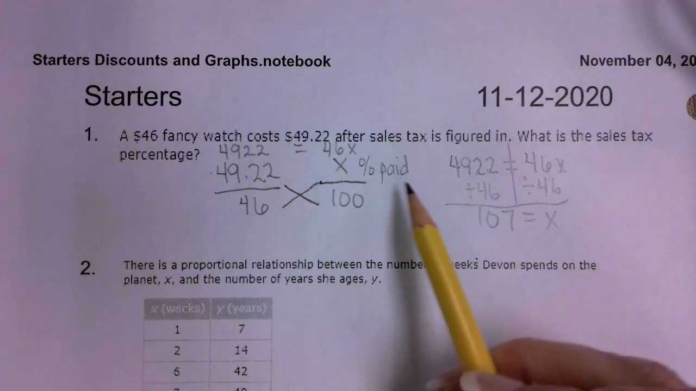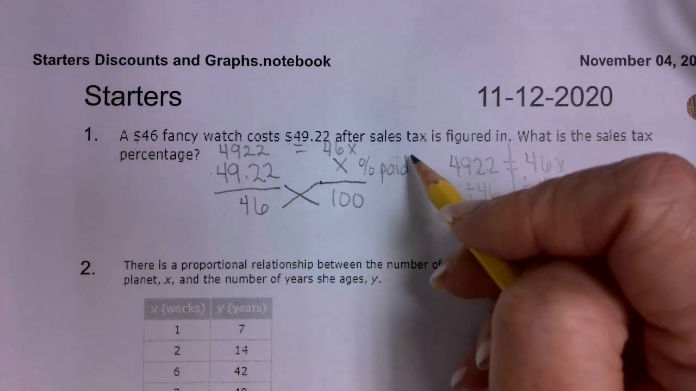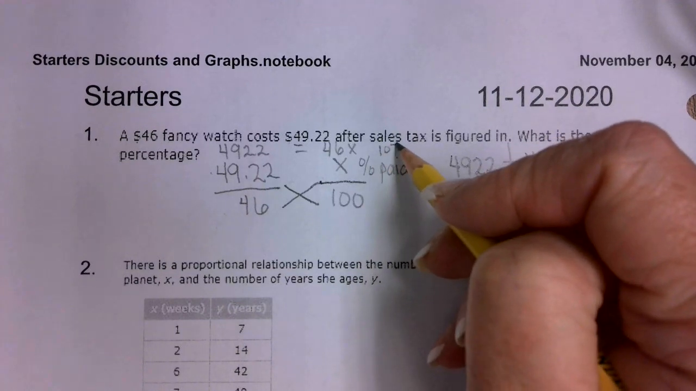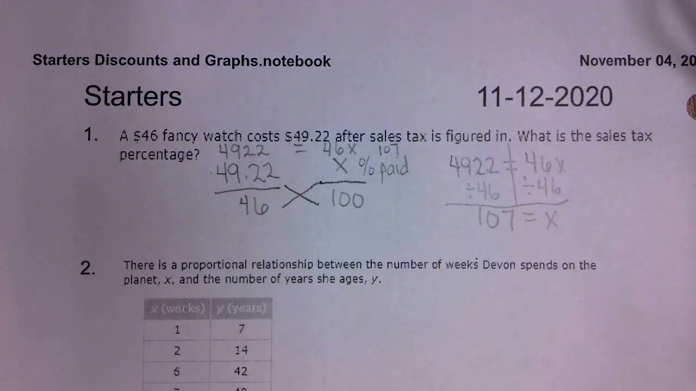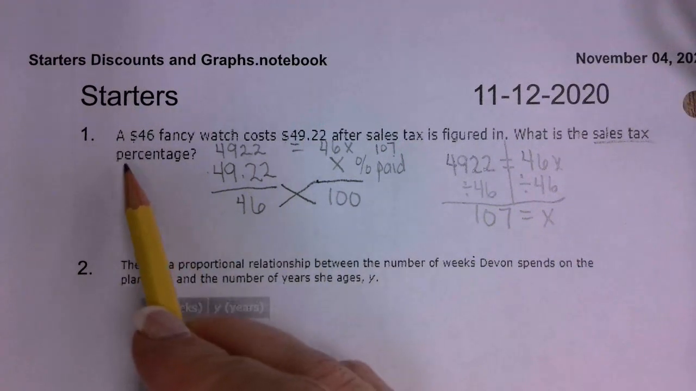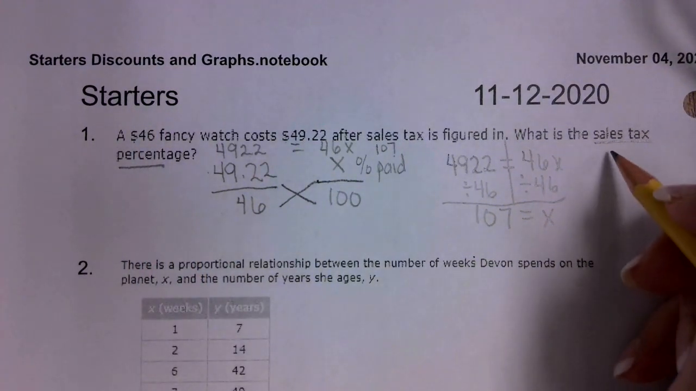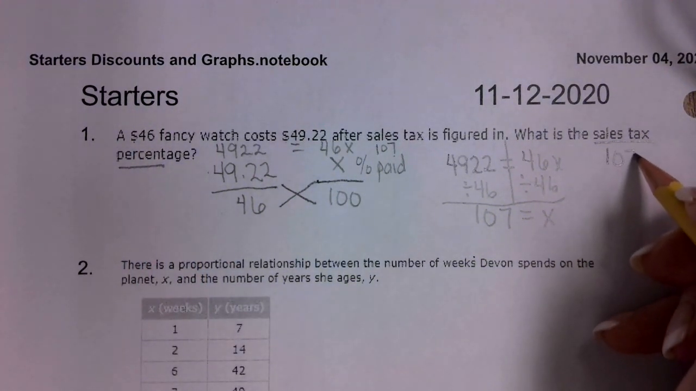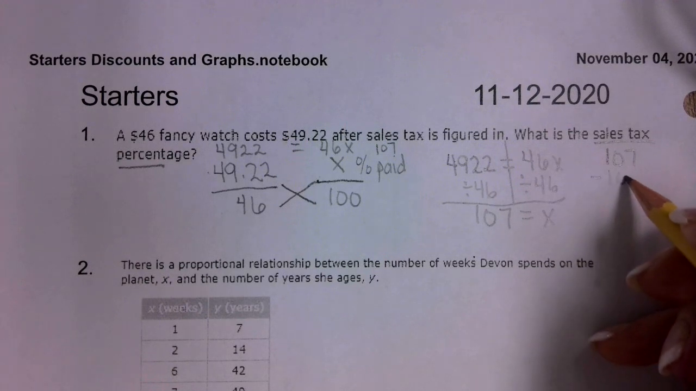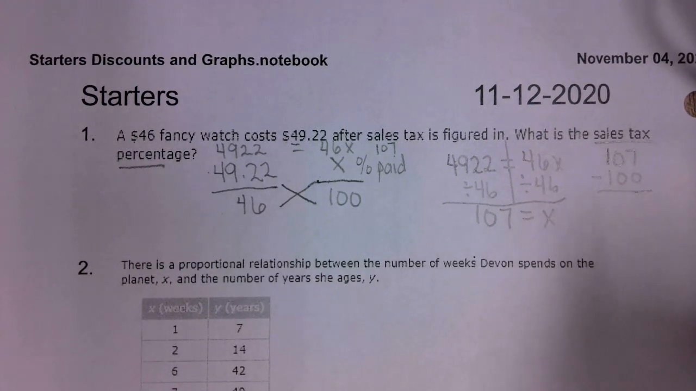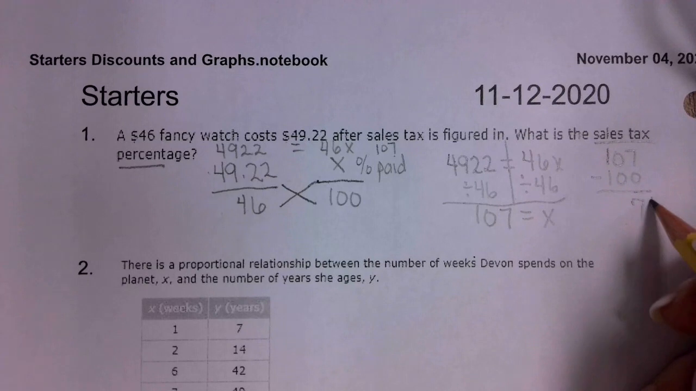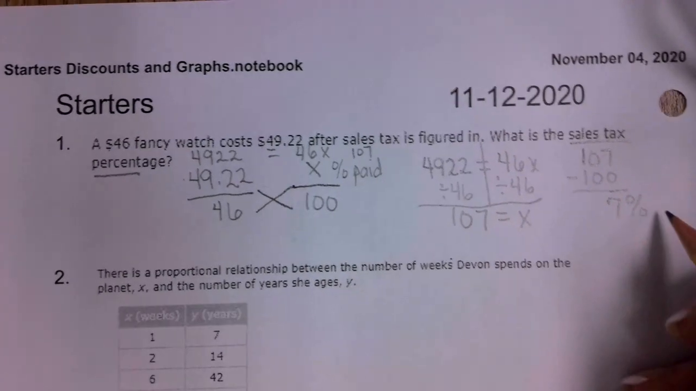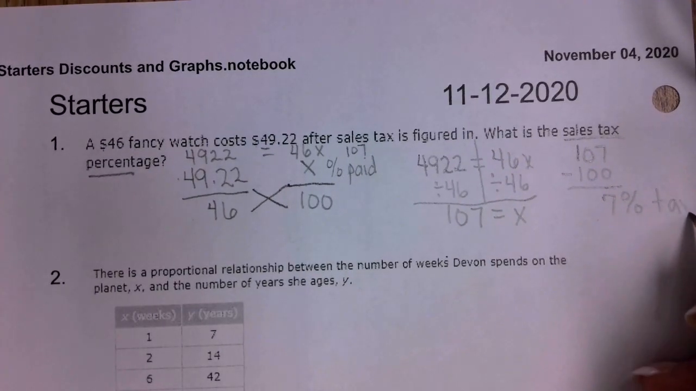So if we pay 107%, that means to figure out what the sales tax percent is, we take that 107% that we paid, we subtract the 100% that was the cost of the watch, and we are paying 7% tax.